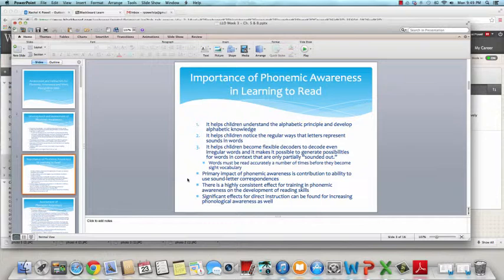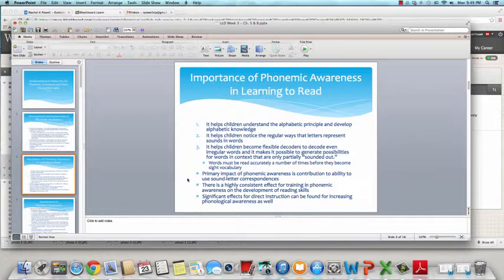So the movement towards fluency, or automaticity, you'll have to hear me say. If it's automatic, the minute you see it, you read it, you don't have to decode it. It happens through the building of phonemic awareness. The primary impact of phonemic awareness is the contribution to the ability to use sound-letter correspondence. So again, over and over again, to know that letters represent the sounds that the word has in it.